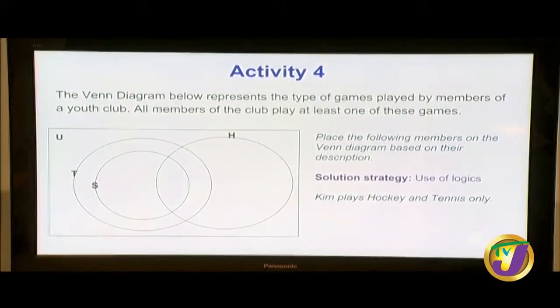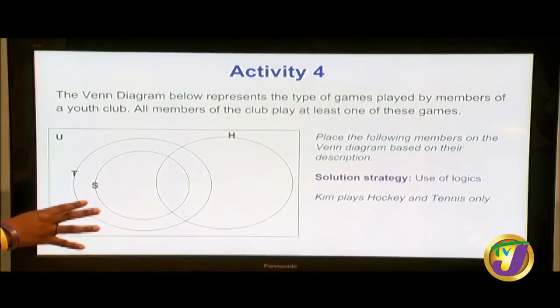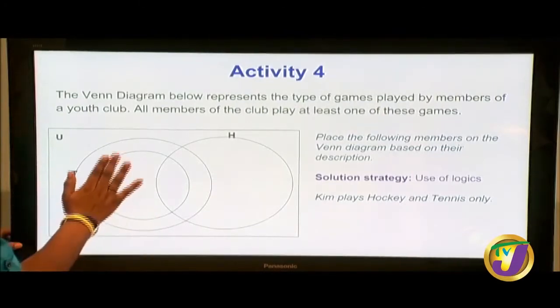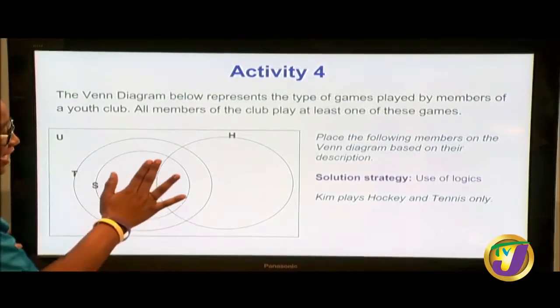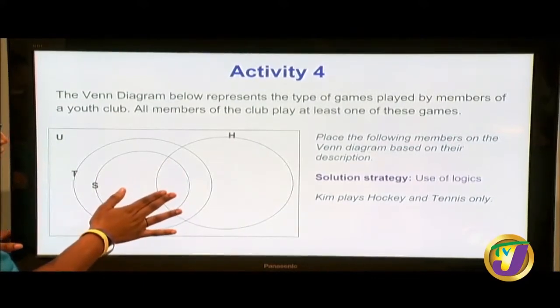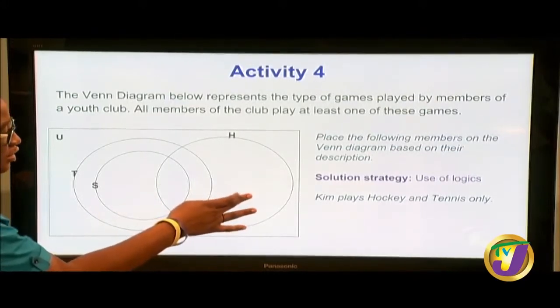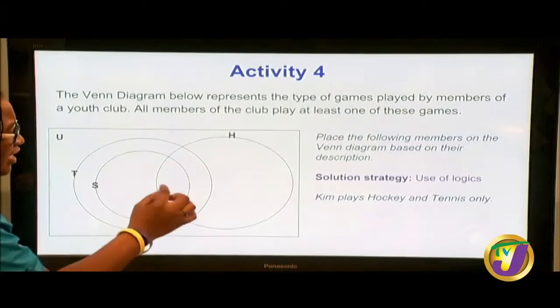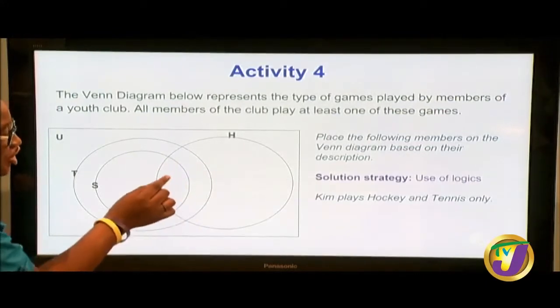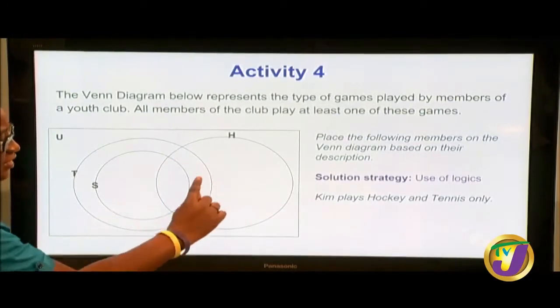Hockey and tennis only. So that means that Kim doesn't play squash. First thing I noticed. So Kim cannot be in the squash circle at all. All right. But she can't be only tennis either, or only hockey. So she must be somewhere in the intersection here. But since she doesn't play squash, she would have to be somewhere, right?